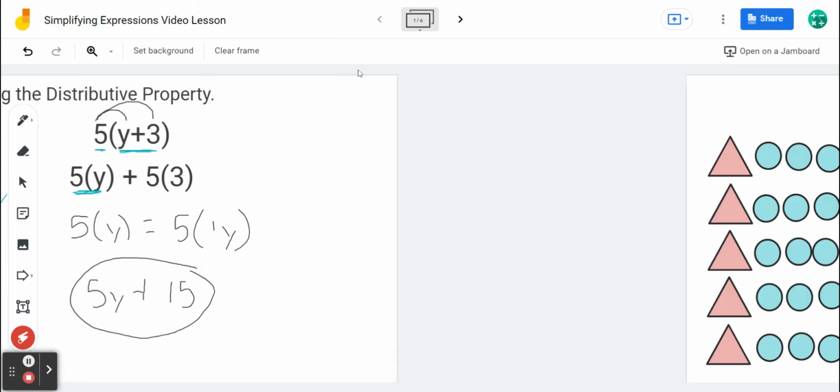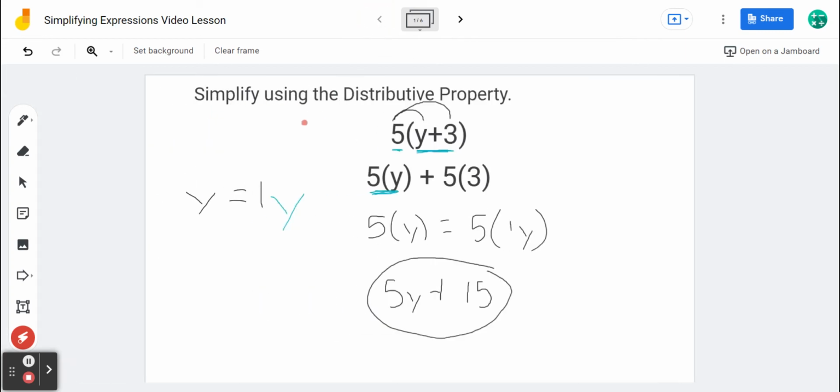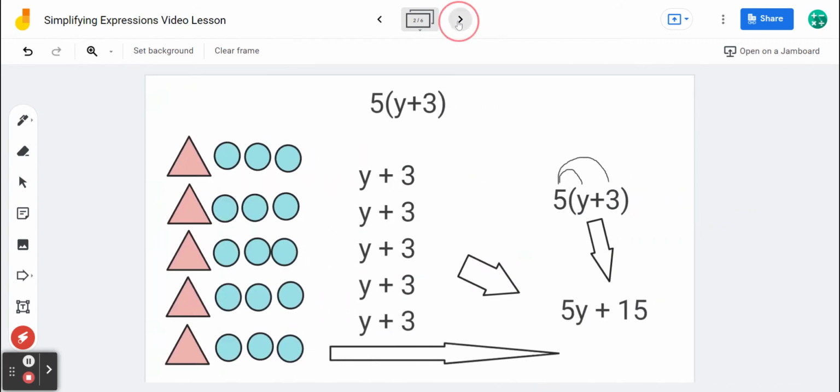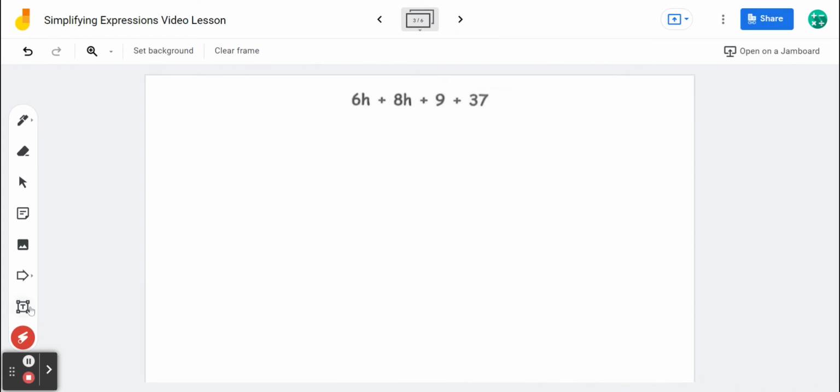So that's one way you can simplify an expression. There's actually another way you can simplify an expression, and that's what you're learning now. In algebra, we're going to get expressions that look like this: 6h plus 8h plus 9 plus 37.